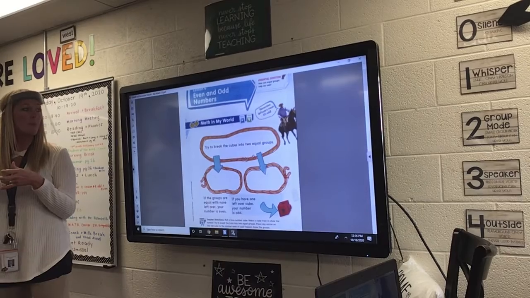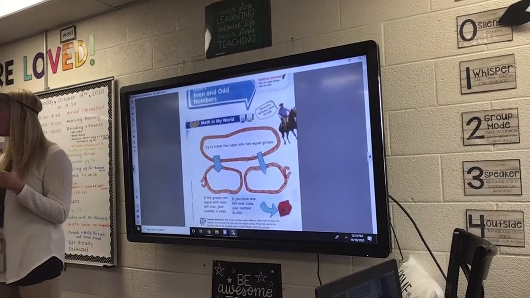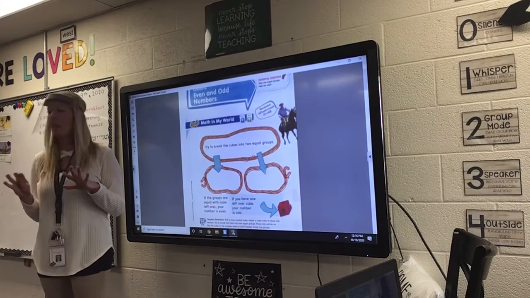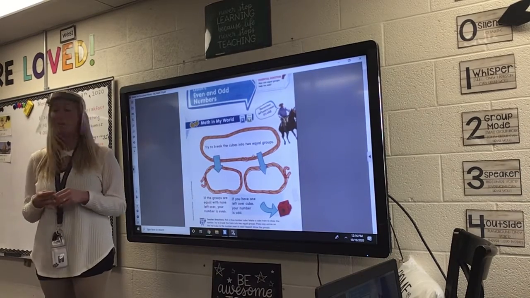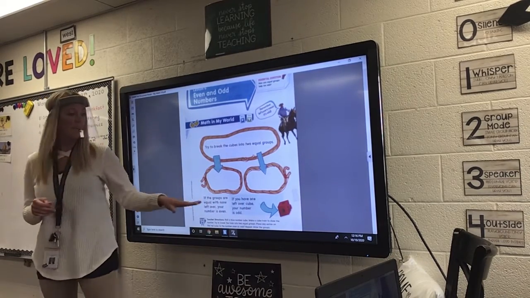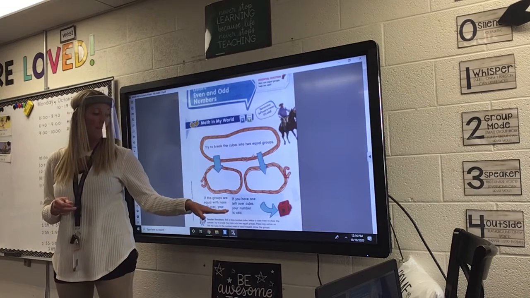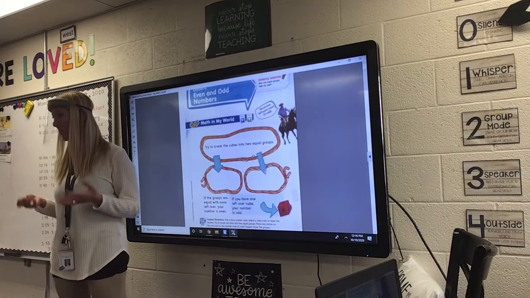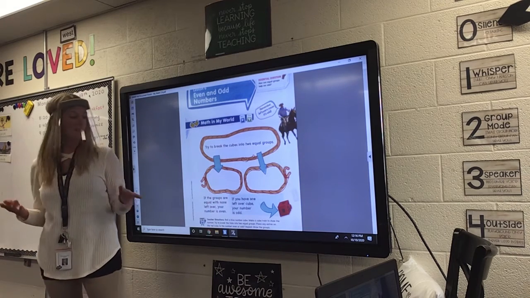Going to try to break apart the cubes into two equal groups. If the groups are equal with none left over, then your number is even. If you have one leftover cube, then your number is odd. So we kind of like an oddball. We have a cube that's left out.